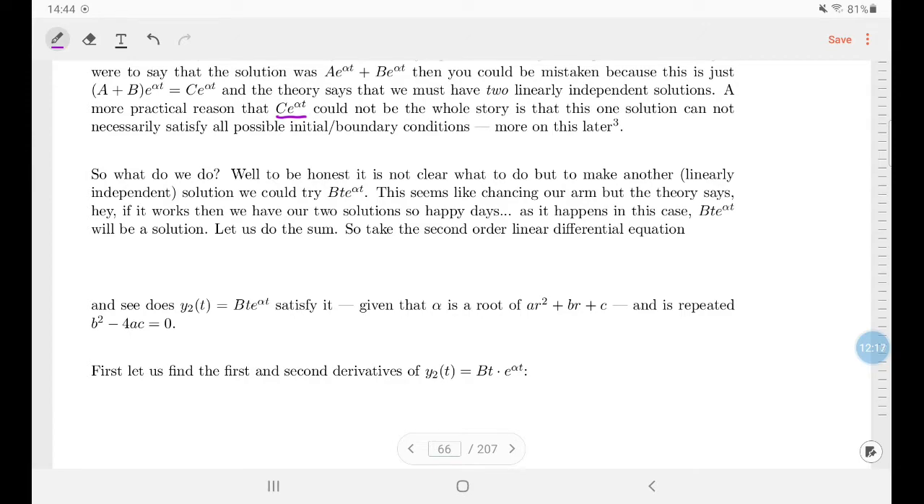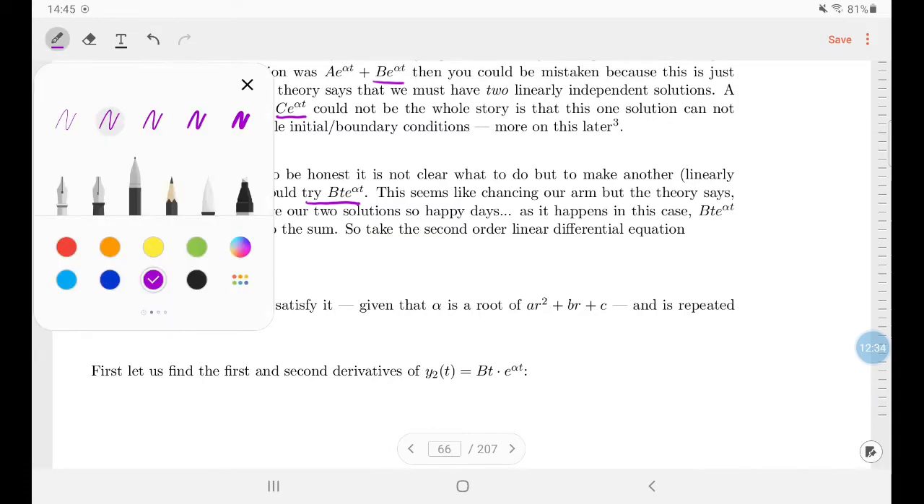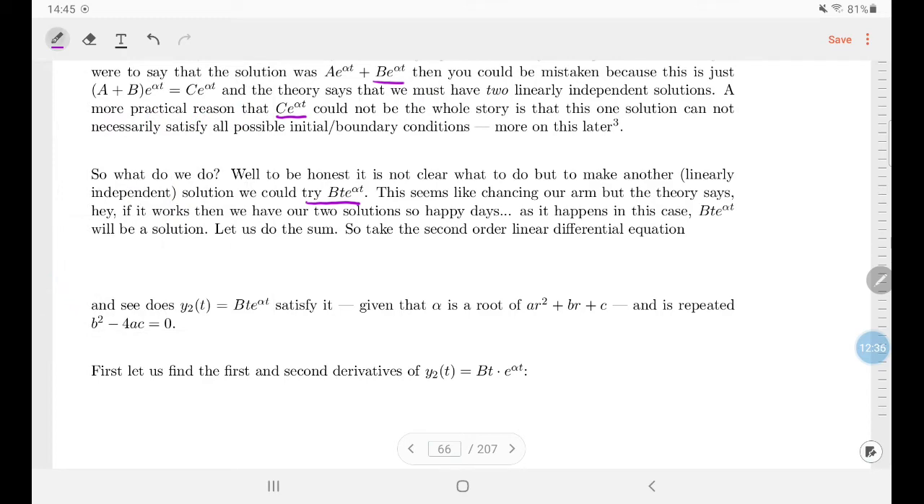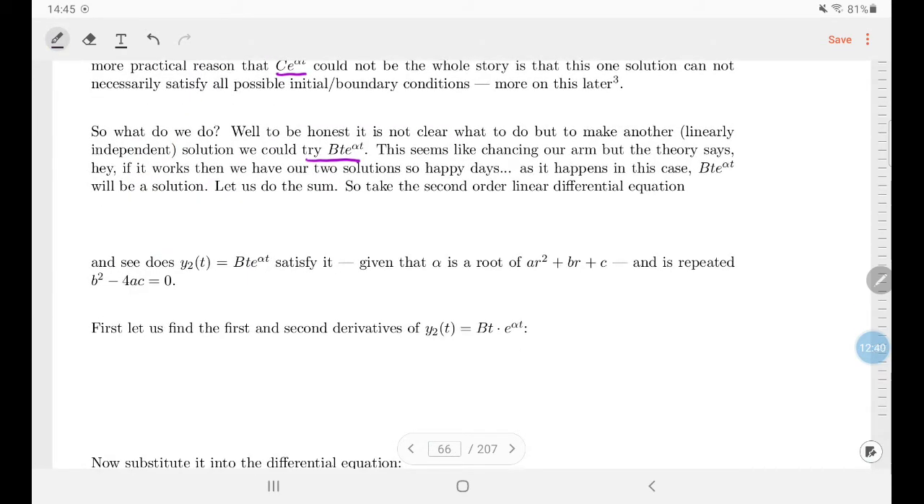So we're just going to chance our arm by taking the second thing, this one, and multiplying by t. It is chancing our arm, but the theory says if it works, we're done. So let's see, does it work? I'll do this quite quickly because this is more theory than you need. I think it's nice to see how it works though.